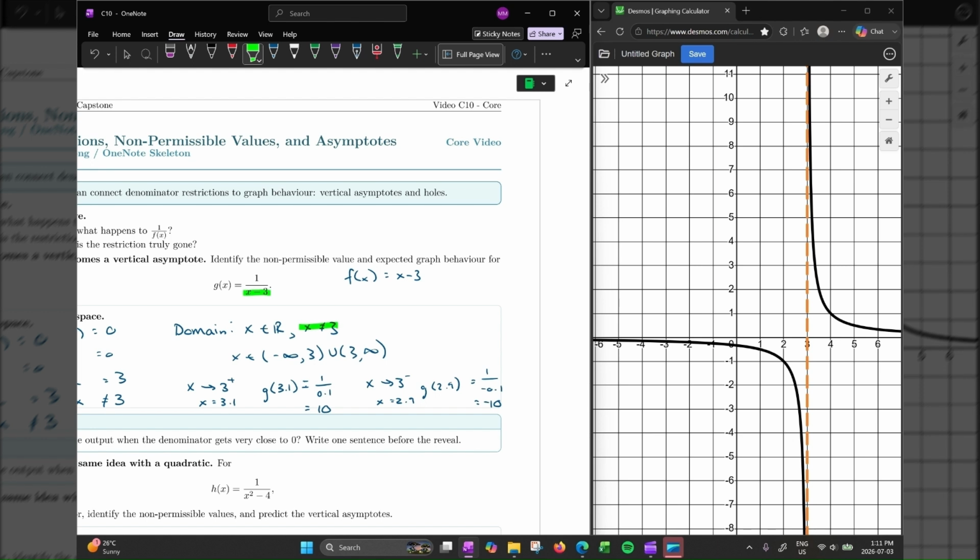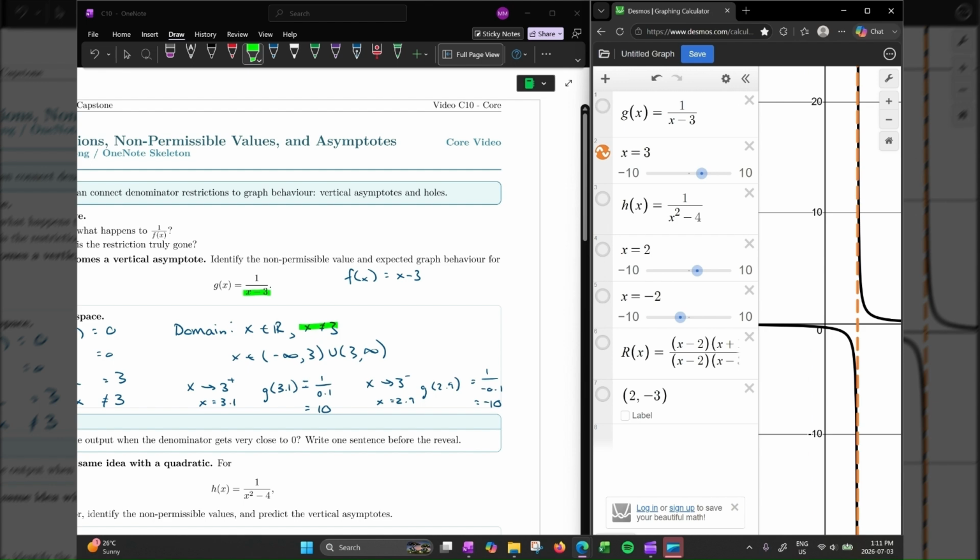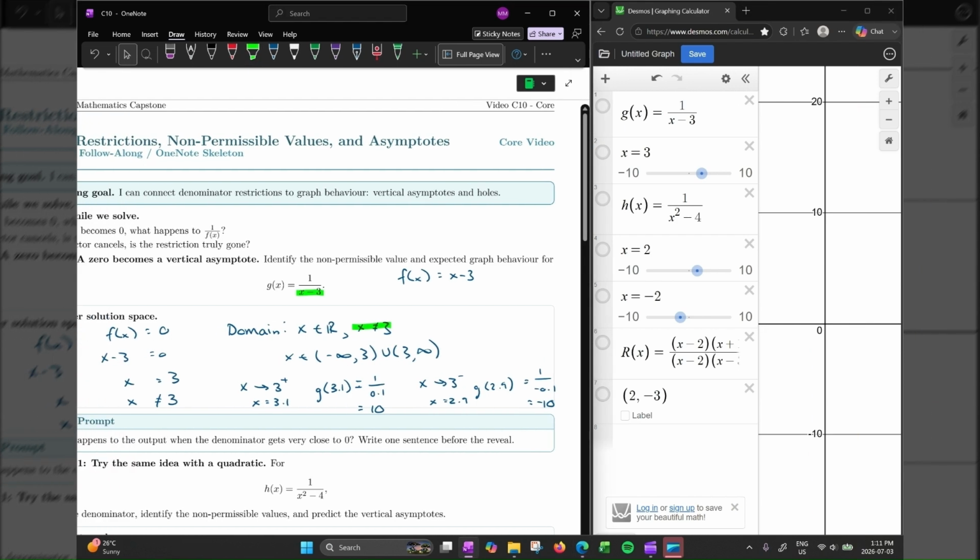We can say the 0 of the original function f of x becomes the wall of the reciprocal graph. It becomes an asymptote which won't be crossed. So the graph can't be 3 and also acts really strangely around 3. With that, let's turn that graph back off and now go to your turn.